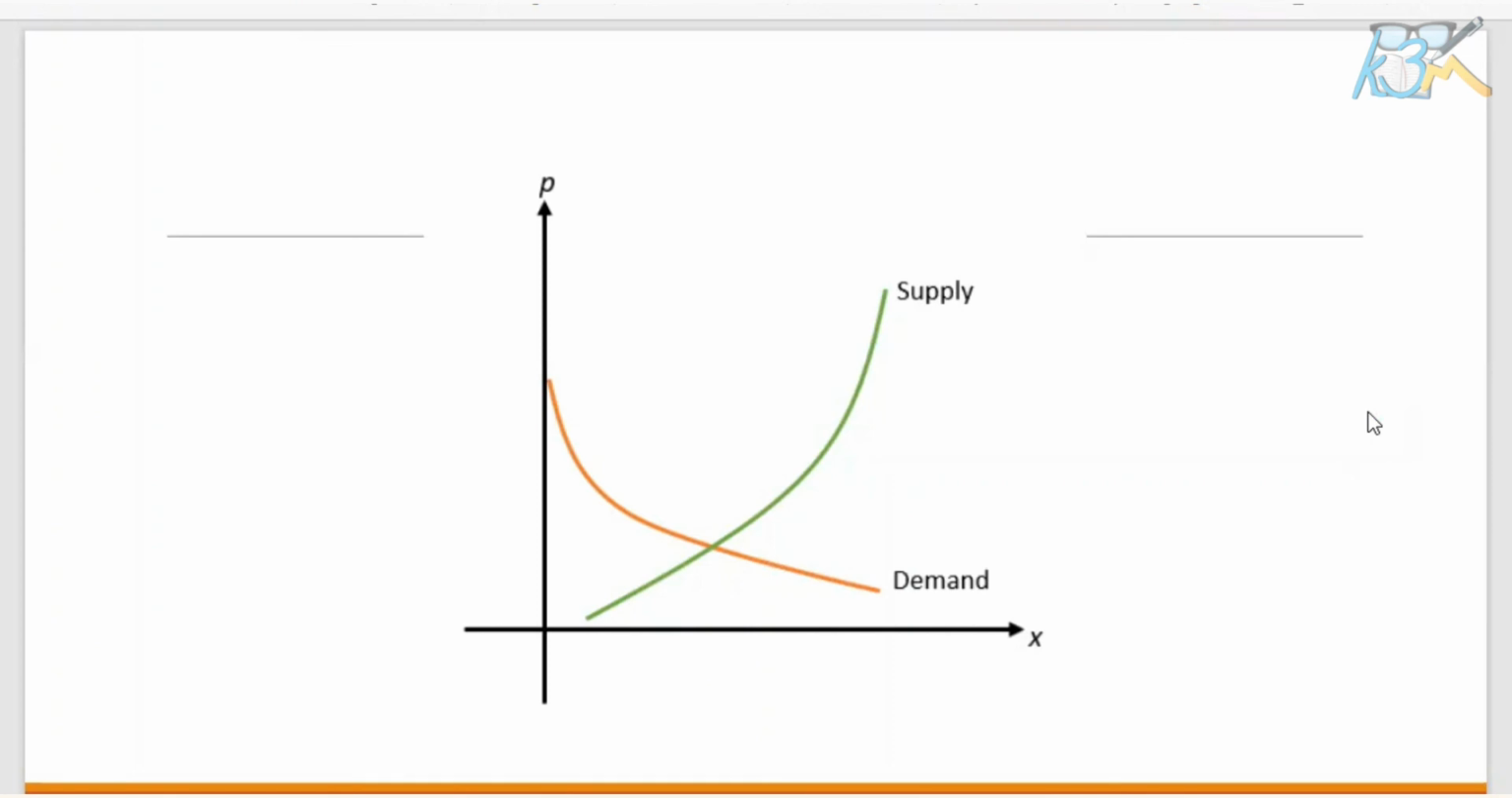Conversely, an increase in unit price leads to an increase in the number of units supplied. Thus, the demand functions are typically decreasing, falling from left to right, while supply functions are increasing, rising, as in this illustration.